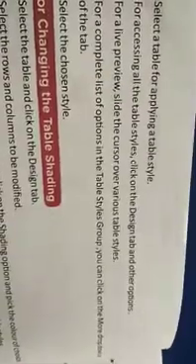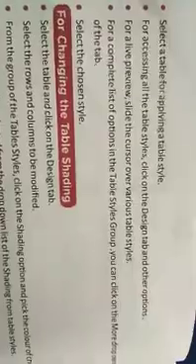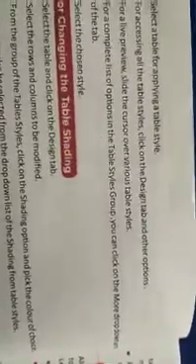For a live view, slide the cursor over various table styles. If you want to see how the table will look, you can just slide your cursor over the various table styles. For a complete list of options in the Table Styles group, you can click on the More drop-down option. Select the chosen style, whatever you want to apply.